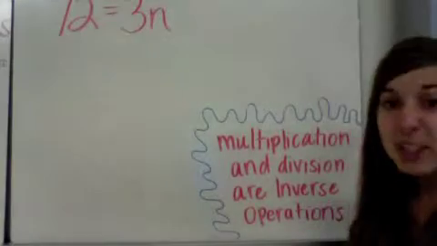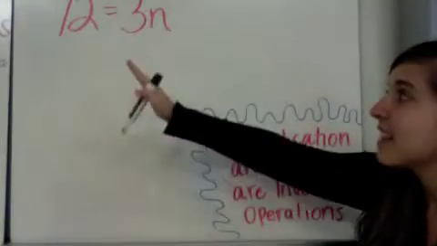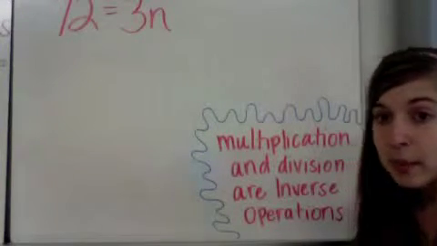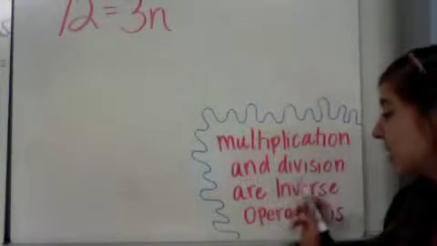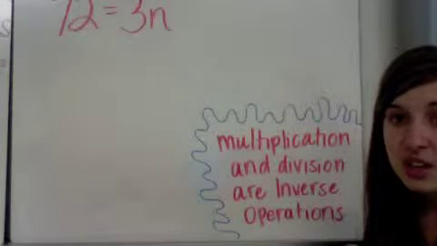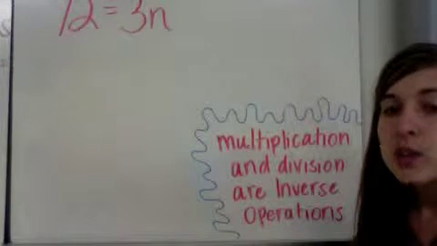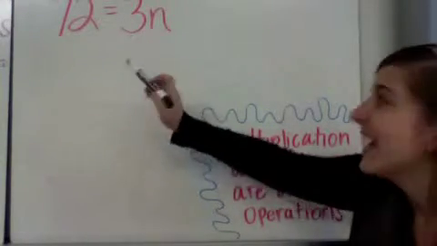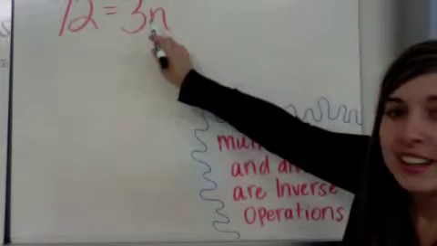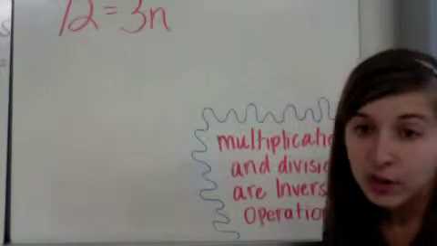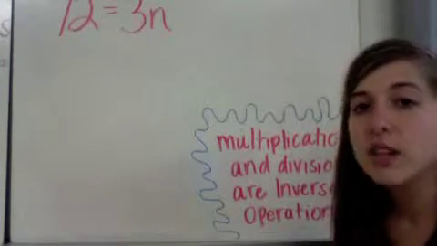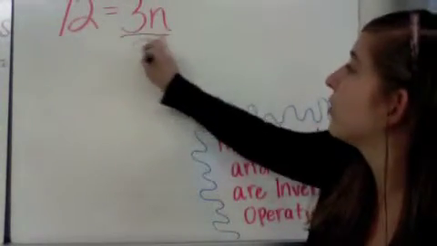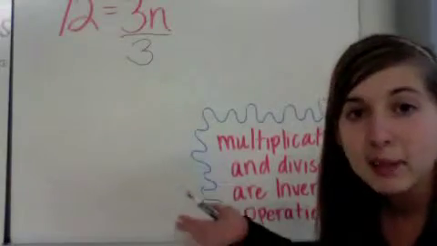Now we have one that's a little bit more complicated. We have 72 equals 3n. So the first thing we have to remember is that multiplication and division are inverse operations, so they cancel each other out. So again, we have a coefficient that's with a variable, and they're being multiplied. So in order to get n by itself, we have to divide because we always do the inverse operation. So here, we'll divide this by 3 to get n by itself.